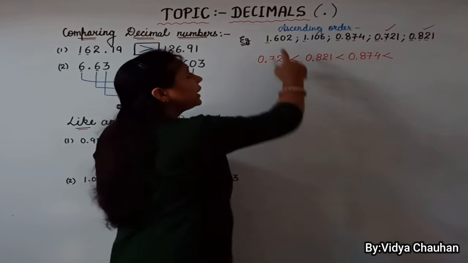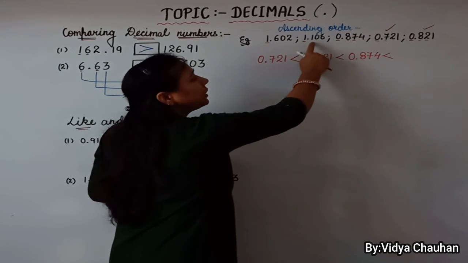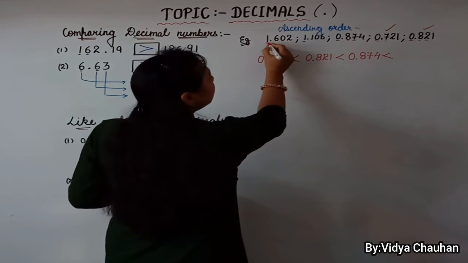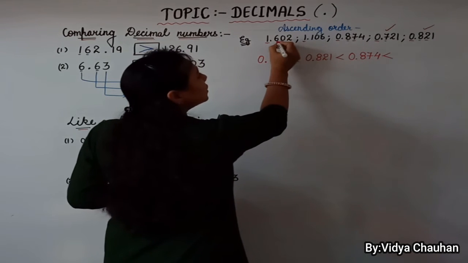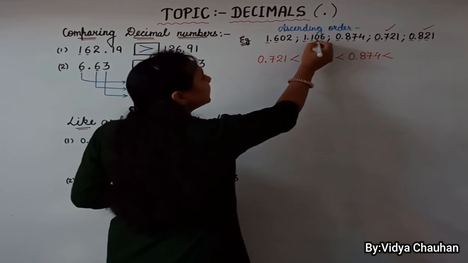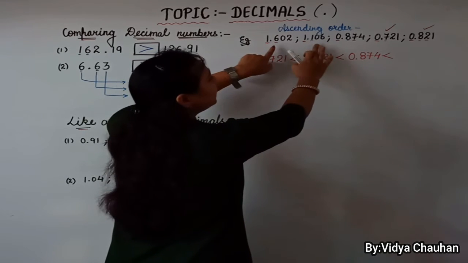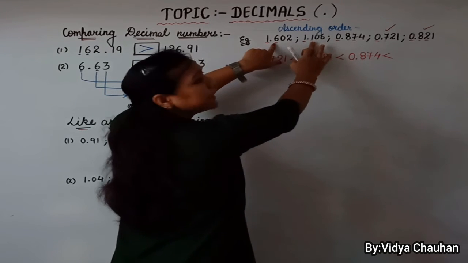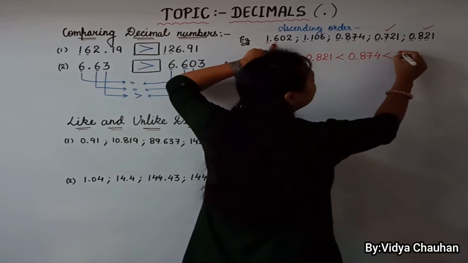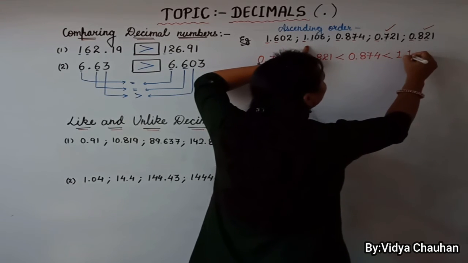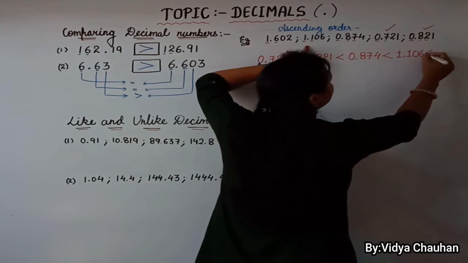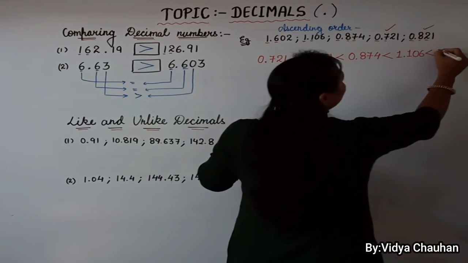So very first we have compared these three numbers and arranged them in ascending order. Now next we will compare between these two numbers. As you can see here, 1 and 1 are the same. Comparing the next digit, 6 and 1, you can easily see that 1 is less than 6. So the next value will be 1.106, and which is the highest value?